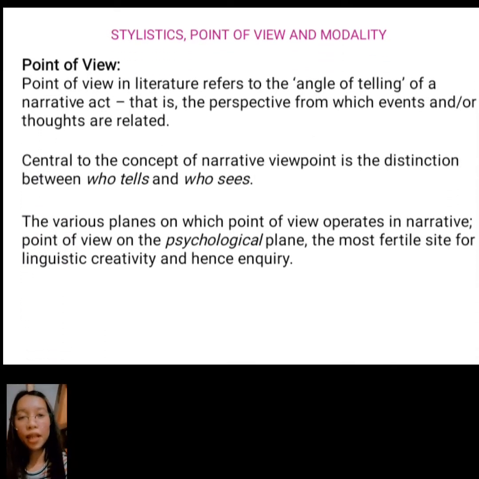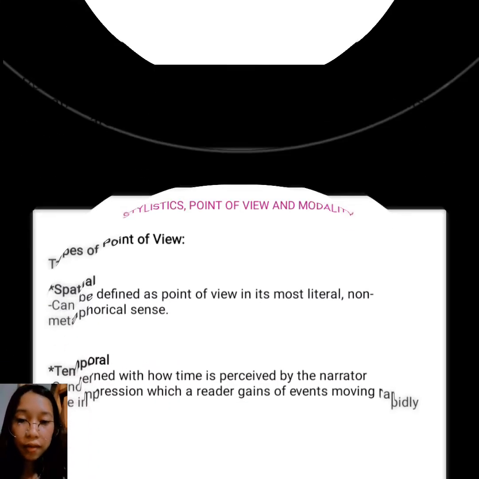Point of view in literature refers to the angle of telling, the viewpoints of something that is related to the thought of a narrative act. Writers use point of view to express their personal emotion, their character, or themselves. Central to the concept of narrative viewpoints is the distinction between who tells and who sees. Who tells, who is the narrator of the thoughts, and who sees, who is the listener of the thoughts of someone.